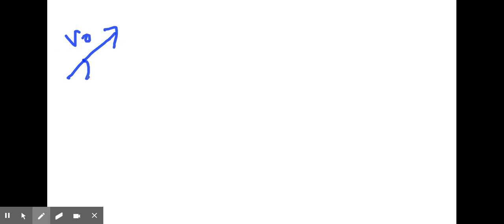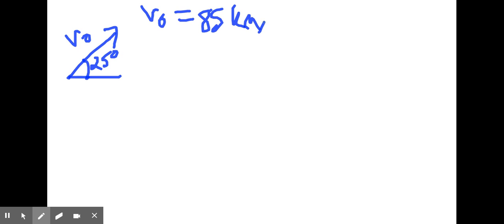Okay, so the first thing you should do with any of these problems, again, is to draw a picture. We've got some initial velocity, v naught, and an angle above the horizontal that's 25 degrees. Your initial velocity that I gave you is in kilometers per hour. So I gave you 85 kilometers per hour.